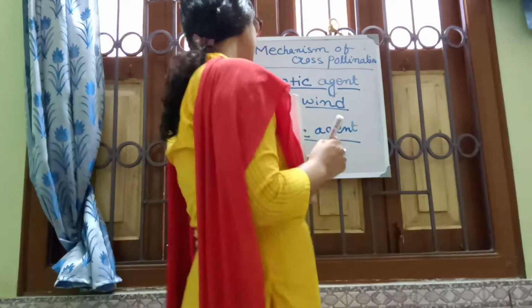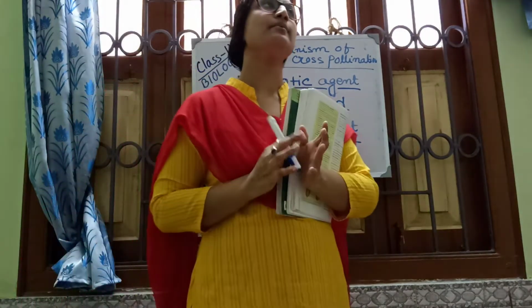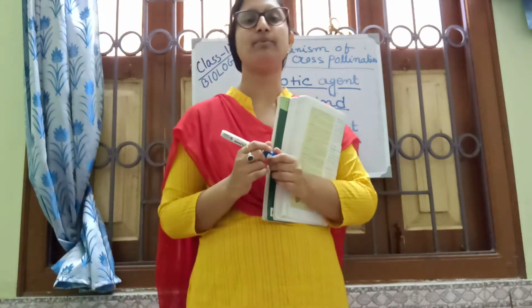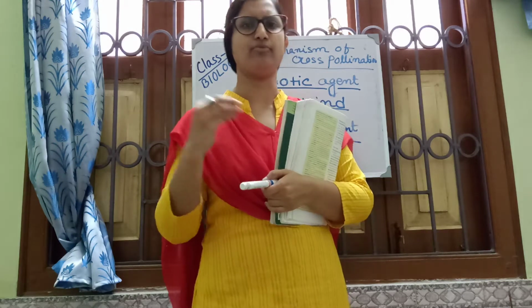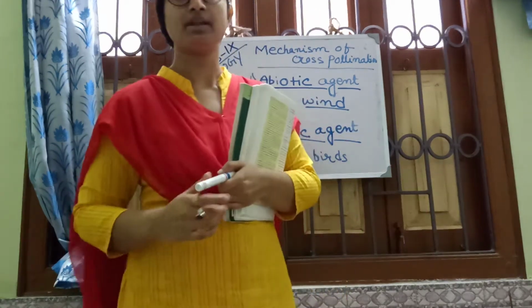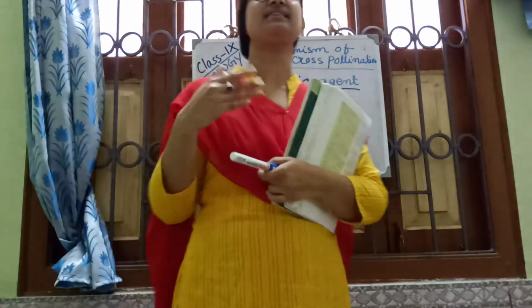Then water. Water pollination also has different characteristics. Water pollination occurs in aquatic plants. For example, Vallisneria and Hydrilla are pollinated with the help of water. An important characteristic is that these flowers produce pollen in large numbers.